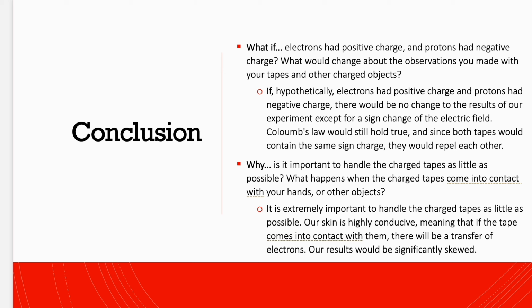Now, conclusively, we have these 2 guiding questions, and the answer to the first one is if hypothetically electrons had positive charge and protons had negative, there'd be no change to the results since it'd just be flip-flopped. They would still have like charges and they would still repel the 2 pieces of tape.